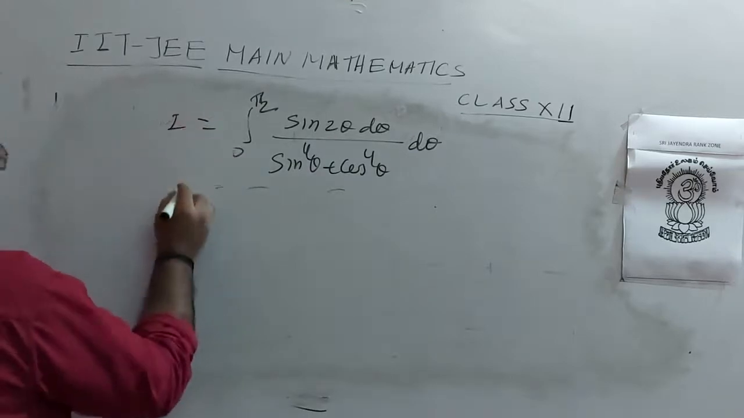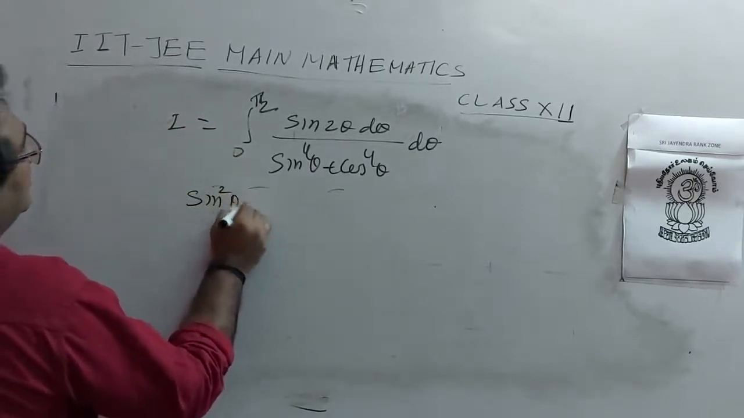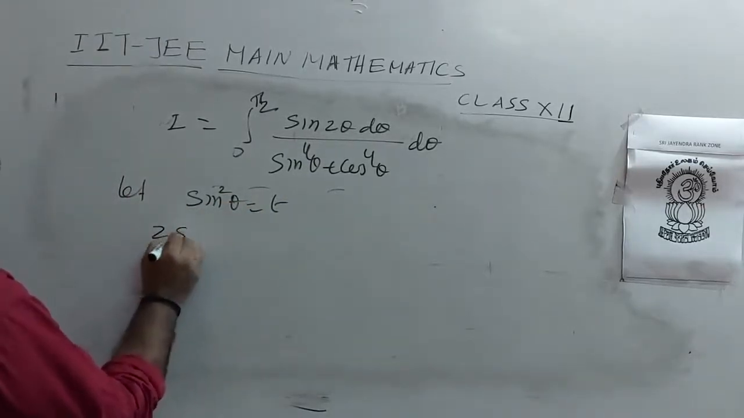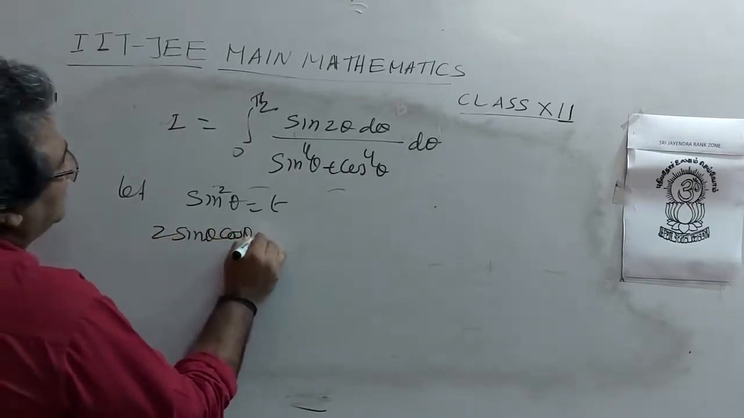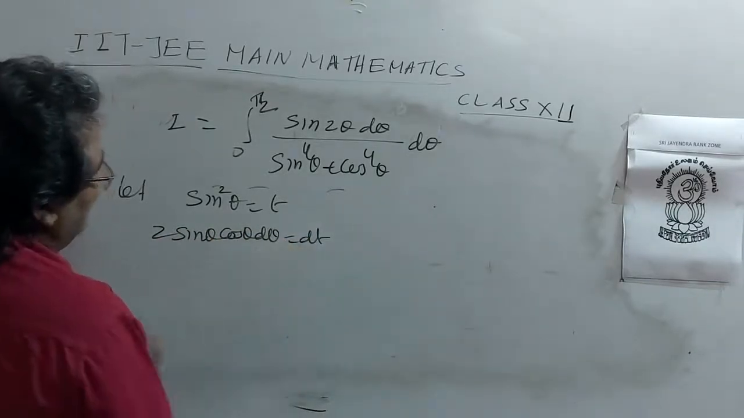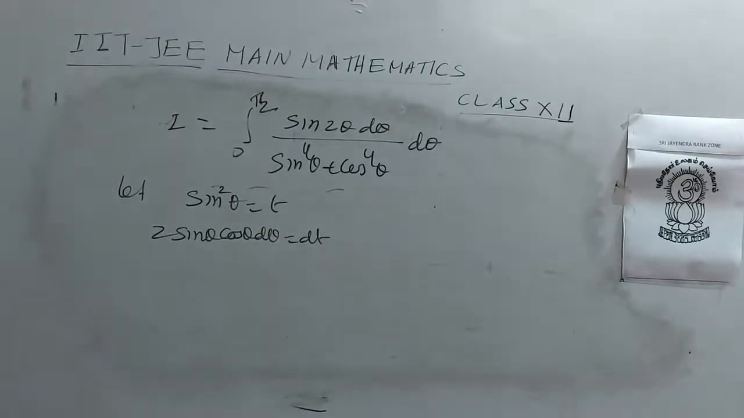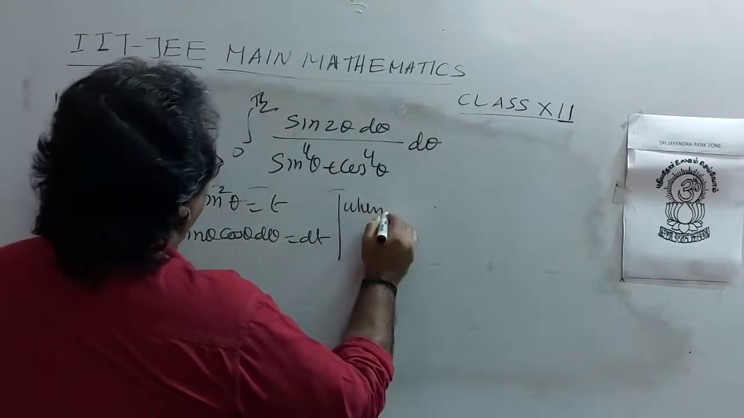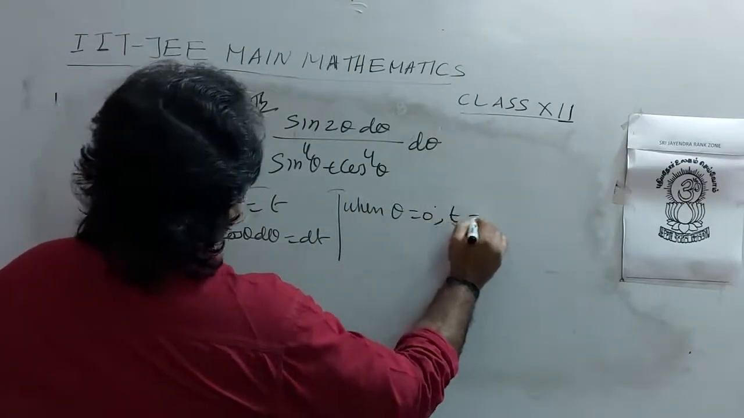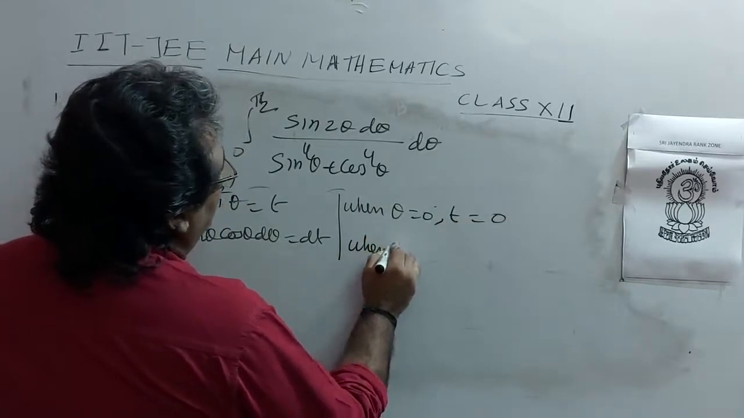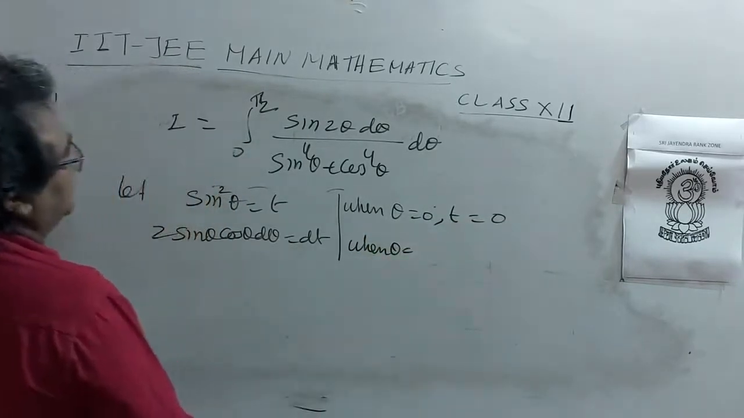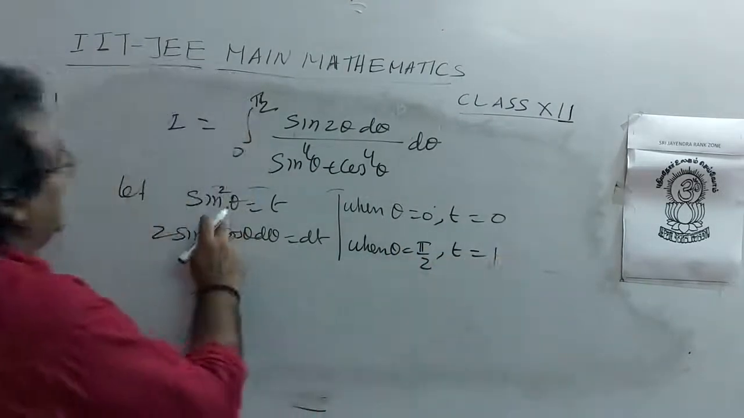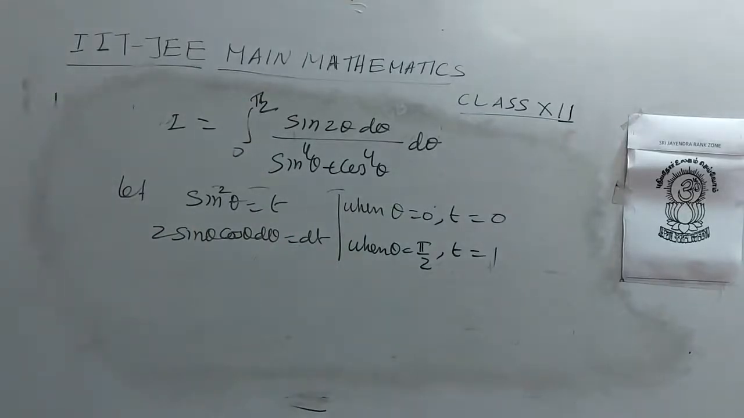To solve I, let sin square theta equal to t, so 2 sin theta cos theta d theta equals dt. Whenever you apply a new substitution, the limit also should be changed. When theta equals 0, t equals 0. When theta equals pi by 2, t equals sin square of pi by 2, so t equals 1.